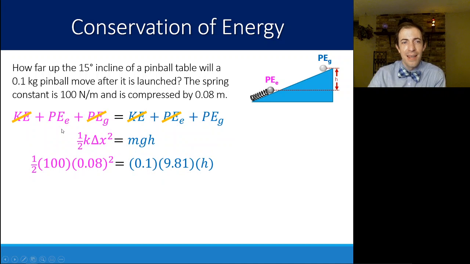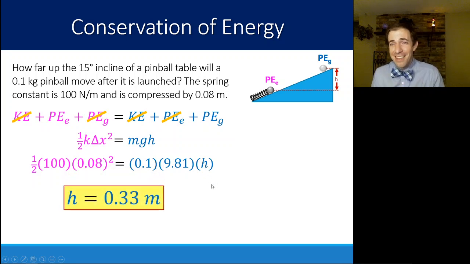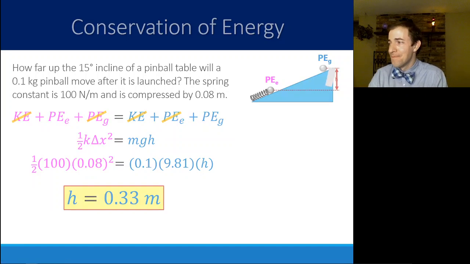So 1/2 times K, 100 newtons per meter, times the compression here, 0.08 squared, is equal to 0.1 times 9.81 times the height. Plugging those in, I can find that the height is about 33 centimeters or 0.33 meters. So just as we did before, now we just have one more form of energy that we can add to this idea of conservation of energy, converting from one to another.